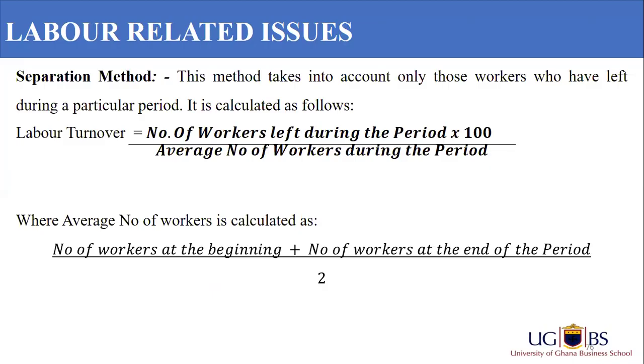We have the separation method. This method takes into account only those workers who left during a particular period. It's calculated as number of workers who left during a particular period times 100 over the average number of workers. So average basically means those who came in plus those who went out, divided by 2.